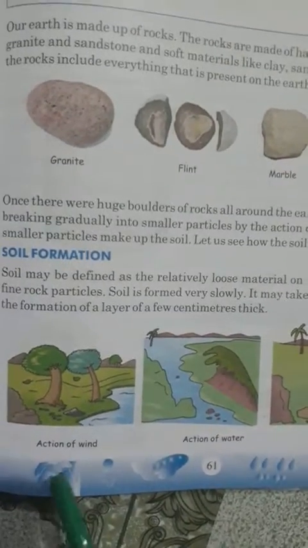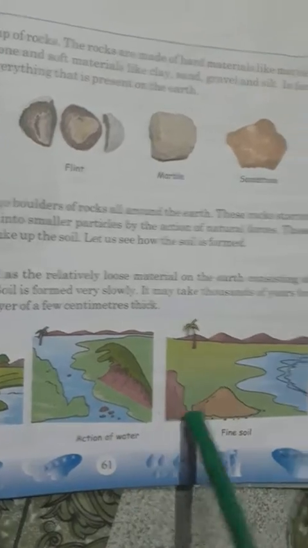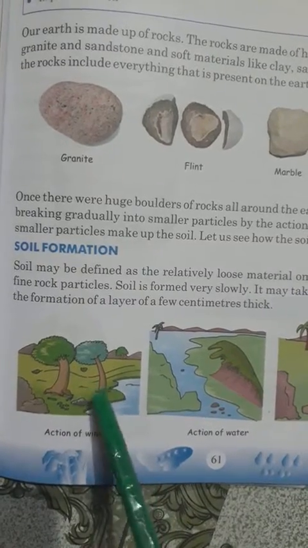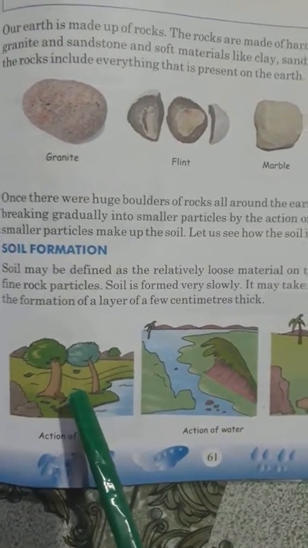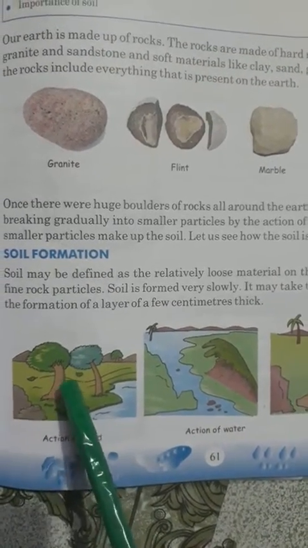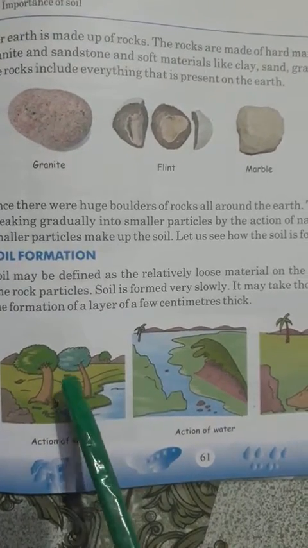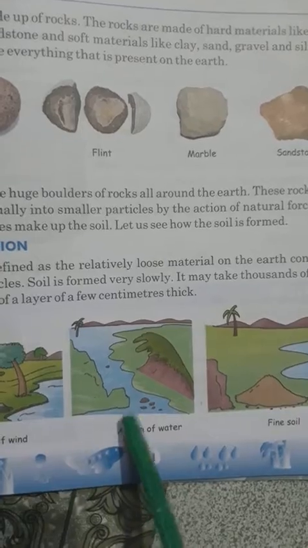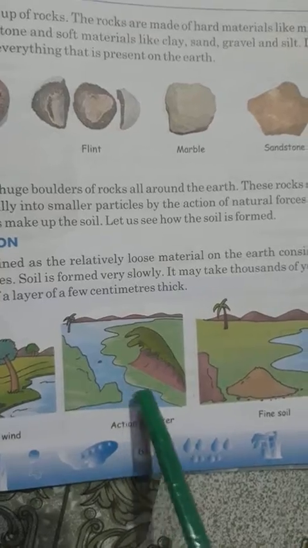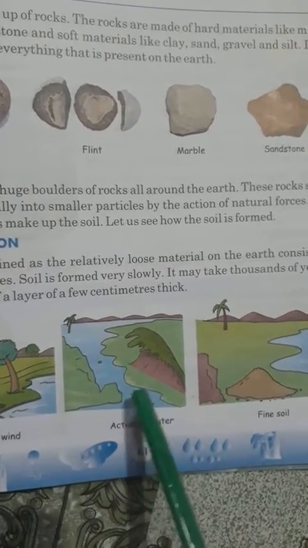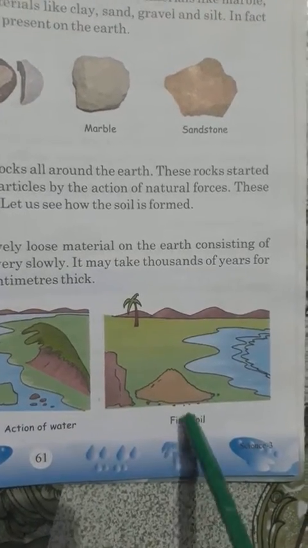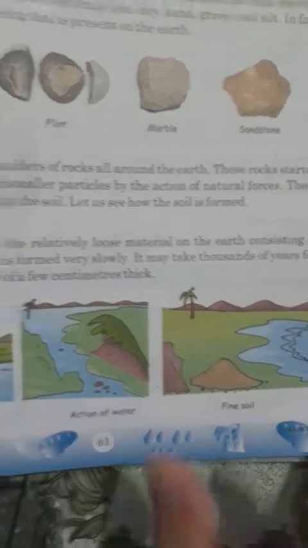Alright, you can see action of wind, action of water, and fine soil. You can see the differences here. Action of wind. When the heavy wind comes, it might blow the stone, or because of the high temperature of the wind that blows, it might break the stone into pieces, and those small stone pieces turn into soil. And here, through the action of water, by carrying the stone, water may carry this, and it might break from here and there and turn into soil. And see, after the storm, it turned into a fine soil. Okay, so these are the examples.